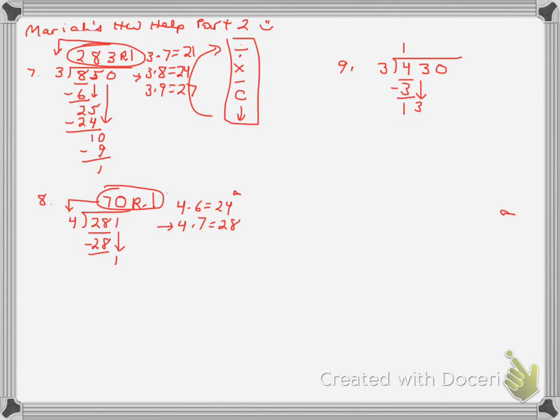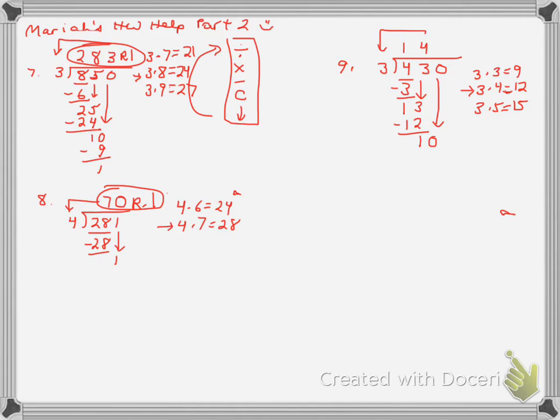3 times 3 is 9. 3 times 4 is 12. 3 times 5 is 15. So which do I need? I need this one right here, because I can't go over 13. So I need 3 times 4. Put the 4 up there, multiply back, and you get 3 times 4 is 12. Then you subtract, you get 1. And 1 is less than 3, so you're good, and you bring down the next one.